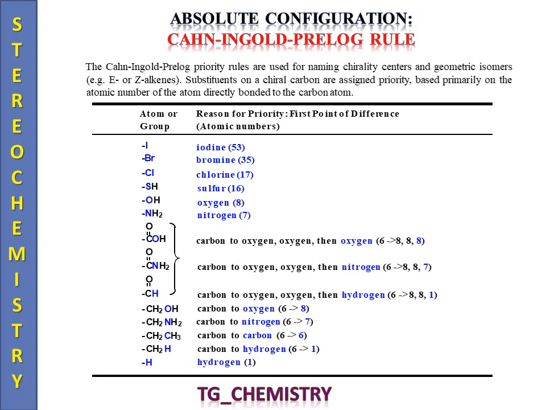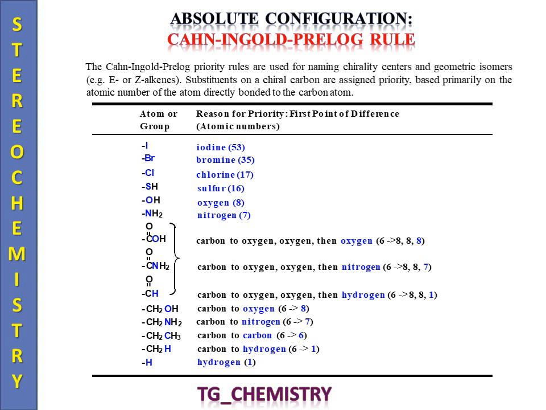And here you can see a table where in the left hand column you see the atom or the group, and in the right hand side you see the reason for priority and the first point of difference, which is considered under the atomic numbers. It begins with iodine having the atomic number 53, and at the bottom you can see hydrogen, having the atomic number 1.